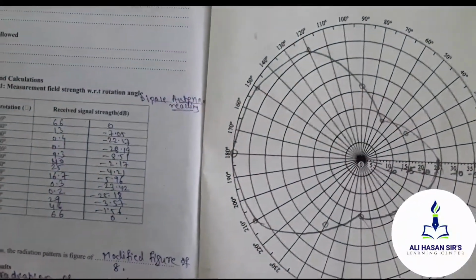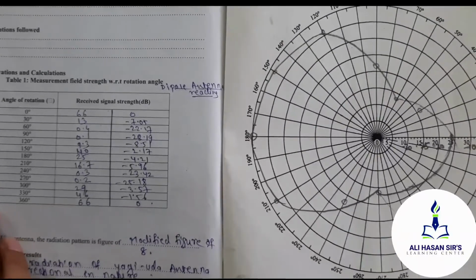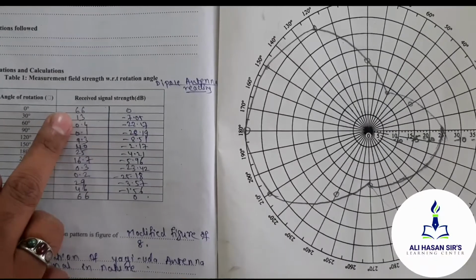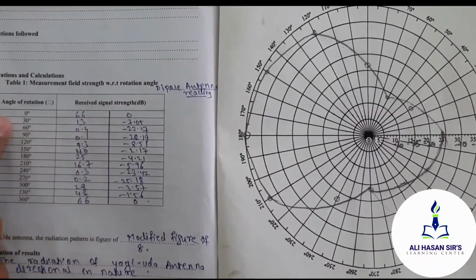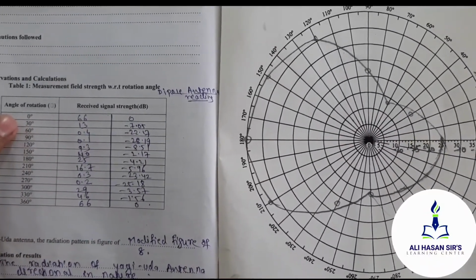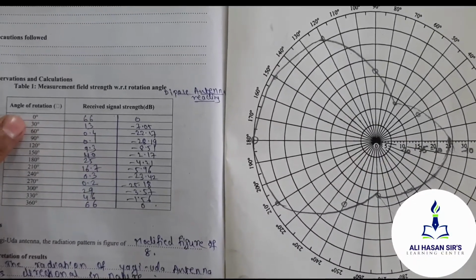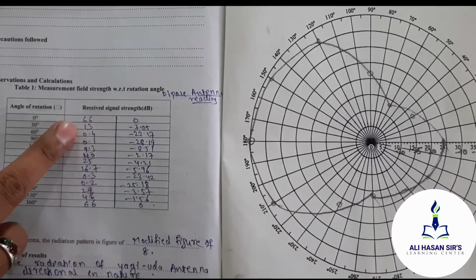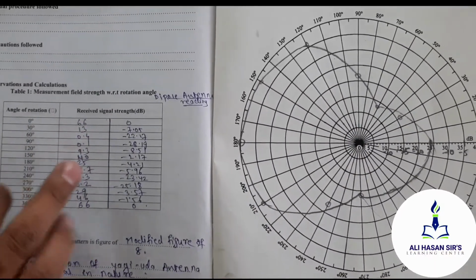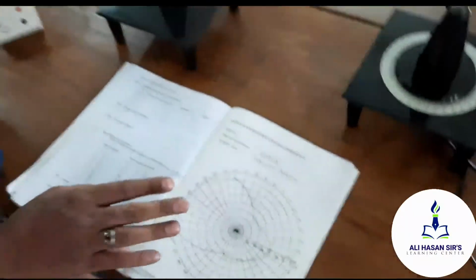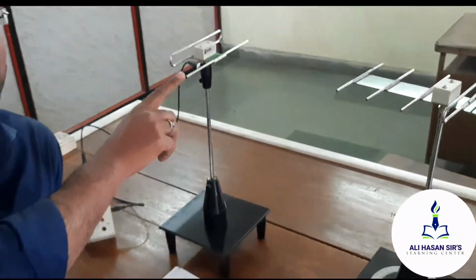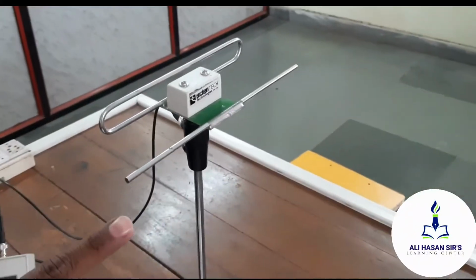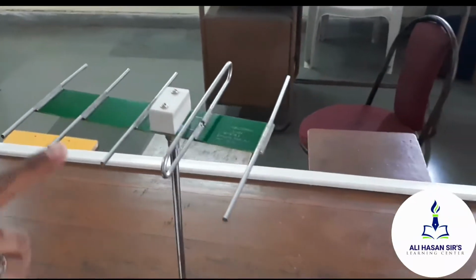Now what we have to do in this experiment is take readings of how much this antenna radiates its energy, in terms of current, in different directions. As you can see, we have an angle of rotation. By rotating to different angles, we have to note down the amount of energy it is radiating. For this experiment we have one receiving antenna, from which we receive the amount of radiation from a particular antenna, and this is our Yagi-Uda antenna.